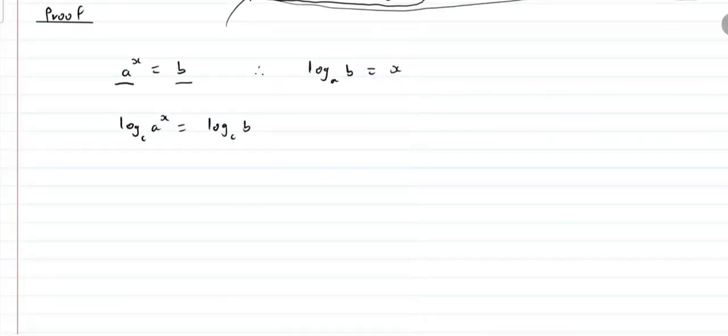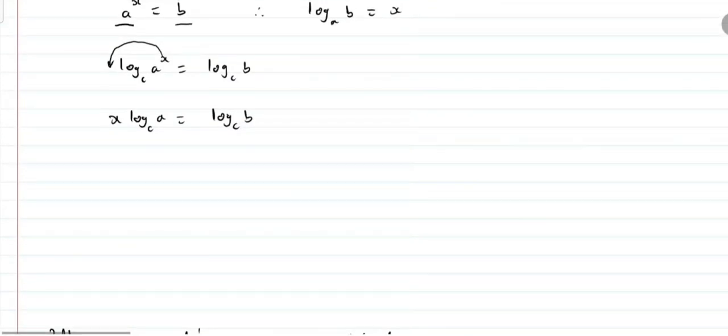Now let's look at the left-hand side. Which law can I apply here? I can apply the power law to bring this x right in front there. Bring out that x. So I'm going to have x times log base c of a is equal to log base c of b. Now I can divide both sides by log base c of a, and it's going to give me x is equal to log base c of b over log base c of a.